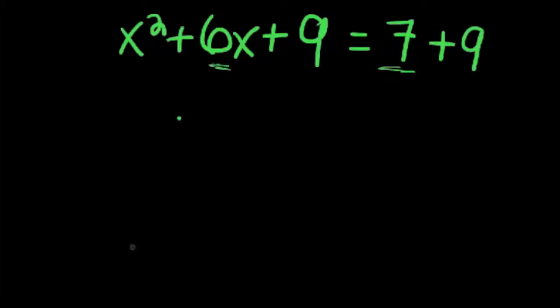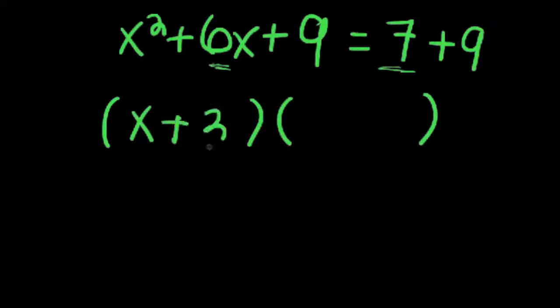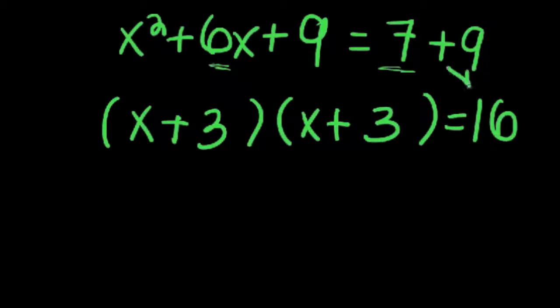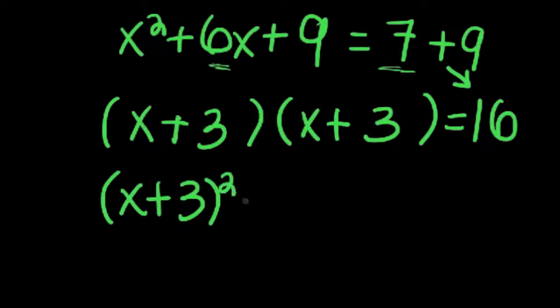Now we have to factor this left side of the equation. So we're going to insert our x's, and in this case it's going to be x plus 3 times x plus 3 because this is a perfect square factor. On the right side we get 7 plus 9 equals 16. Now to simplify x plus 3 times x plus 3, just x plus 3 squared. And 7 plus 9 is 16.